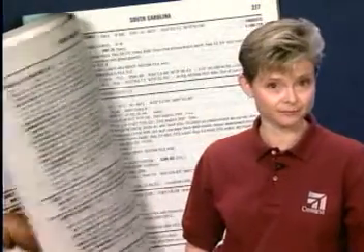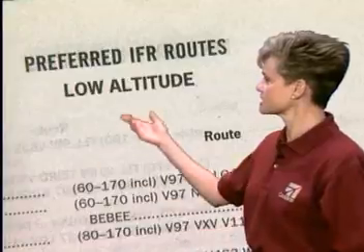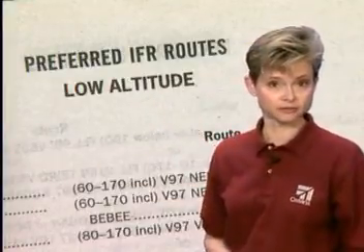Let's see how one of these routes works. For instance, between Opa-locka and Tallahassee. Flip toward the back of your airport facility directory to the section titled Preferred IFR Routes, Low Altitude.